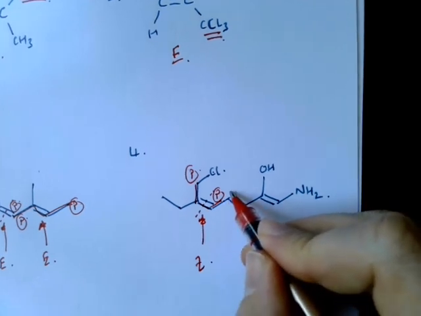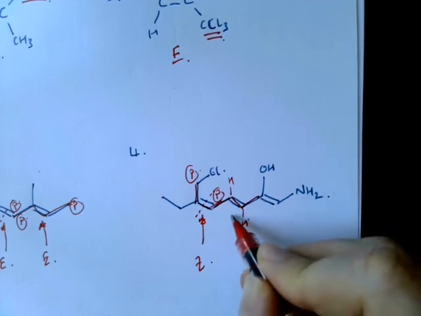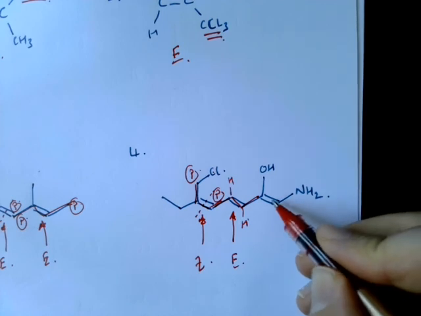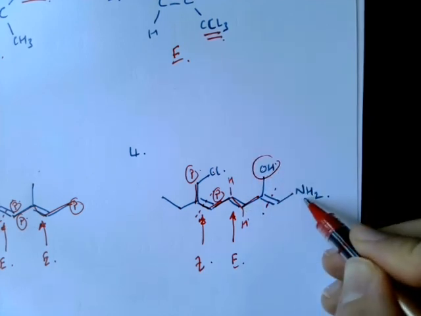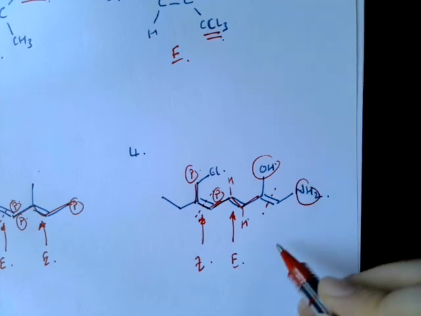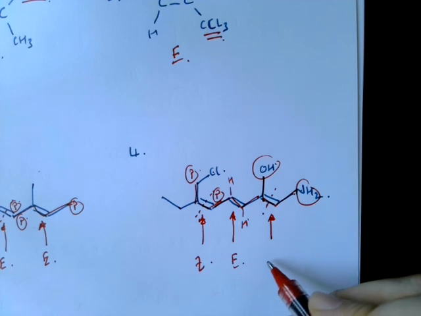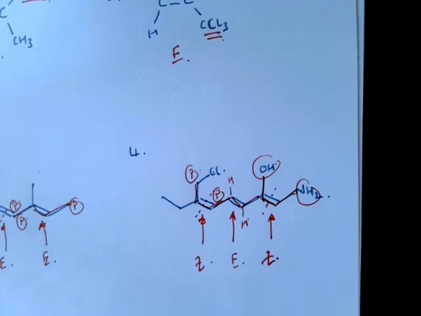This one's easy because that's hydrogen and that's hydrogen, so it's like this. So that means that that one is E. And then here, we've got oxygen or carbon, so that's priority. And then here we've got nitrogen or hydrogen, so that's priority. So they're on the same side, which means that this one is Z again. Okay, good stuff.